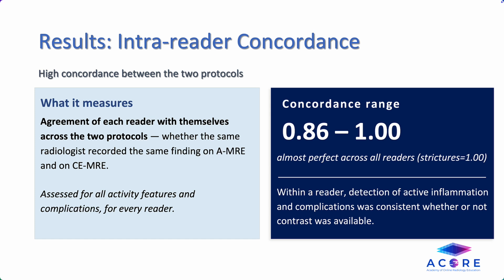Intra-reader concordance turns to the individual. When the same radiologist read the abbreviated and the contrast-enhanced versions, did they reach the same finding both times? This was measured for every feature and complication and for every reader. Concordance was almost perfect throughout, from 0.86 to 1, reaching a perfect 1 for strictures. So within a single reader, removing contrast didn't change the interpretation.